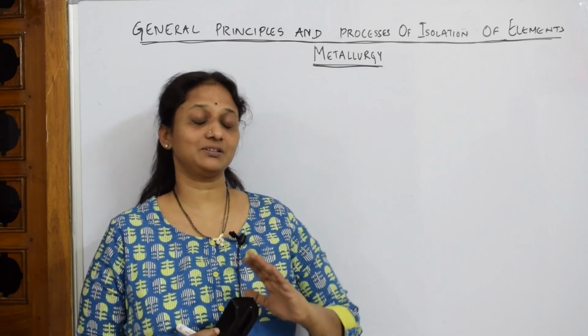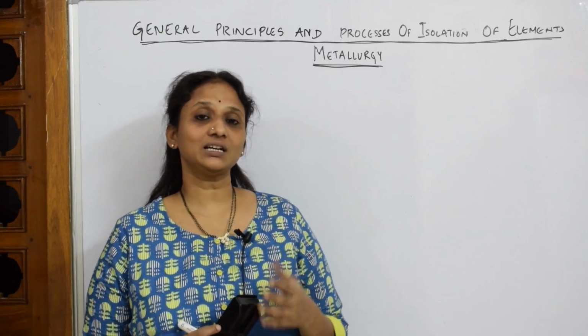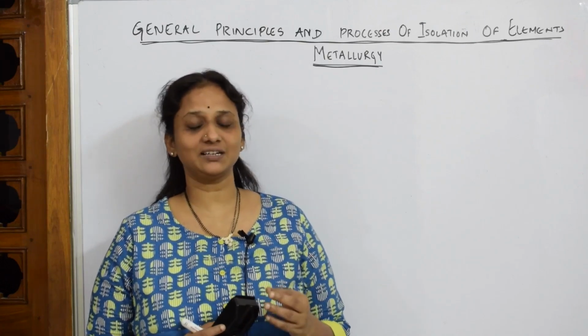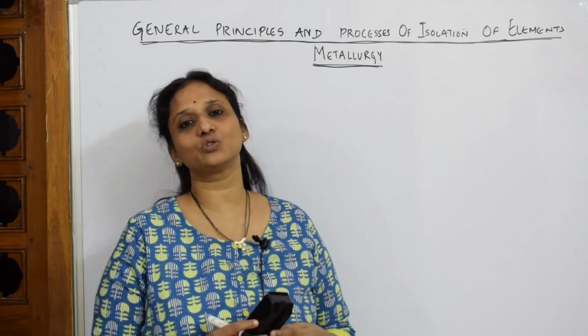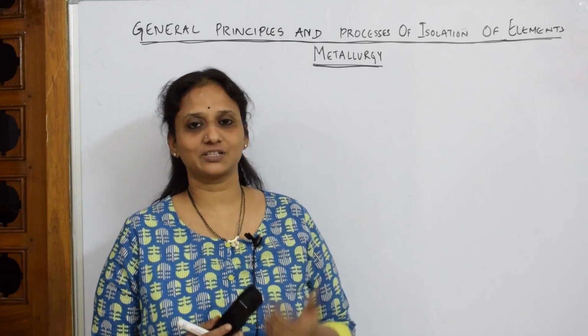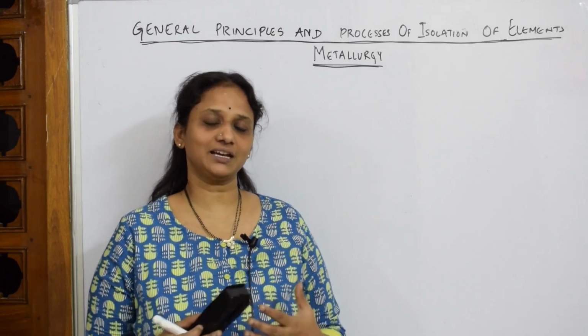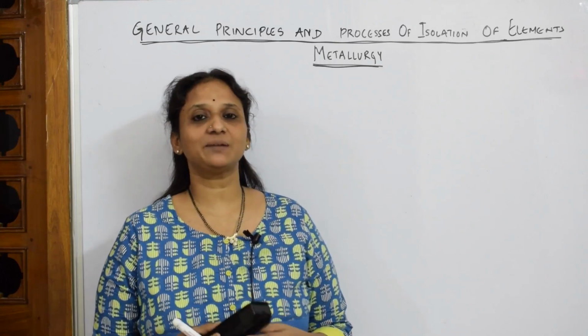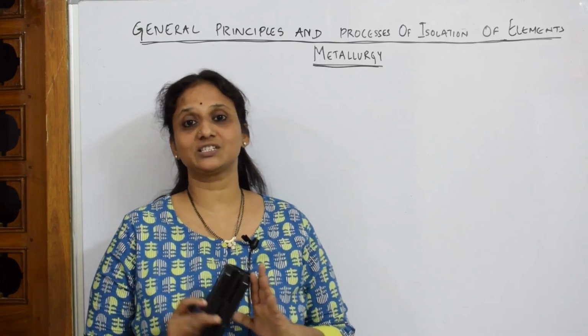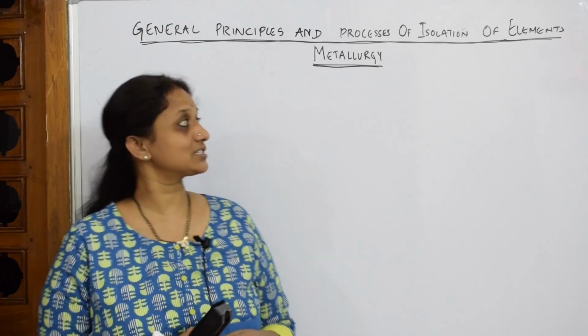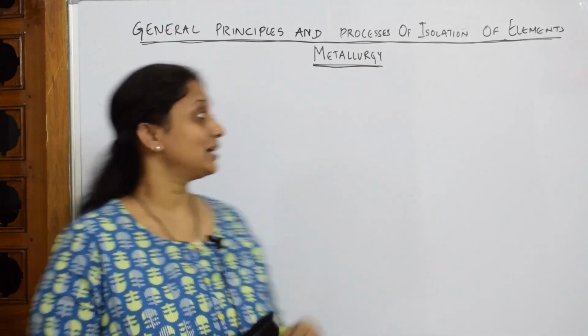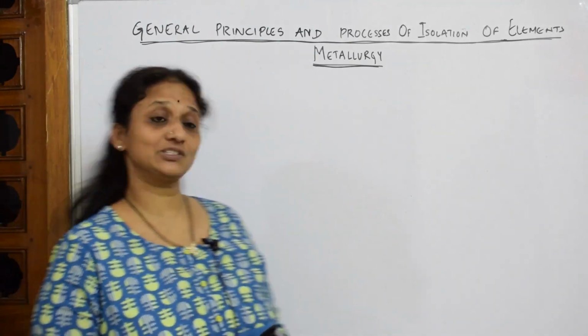When we do a lighter chapter, which is of less weightage, it is easy for you to score those 3 marks, correct? Or if it is for 2 marks, it's easy for me. I can quickly complete one chapter and I'll have that satisfaction that, okay, I'm done with this chapter for the board exams. So I've started with this chapter, that is general principles and processes for isolation of elements.